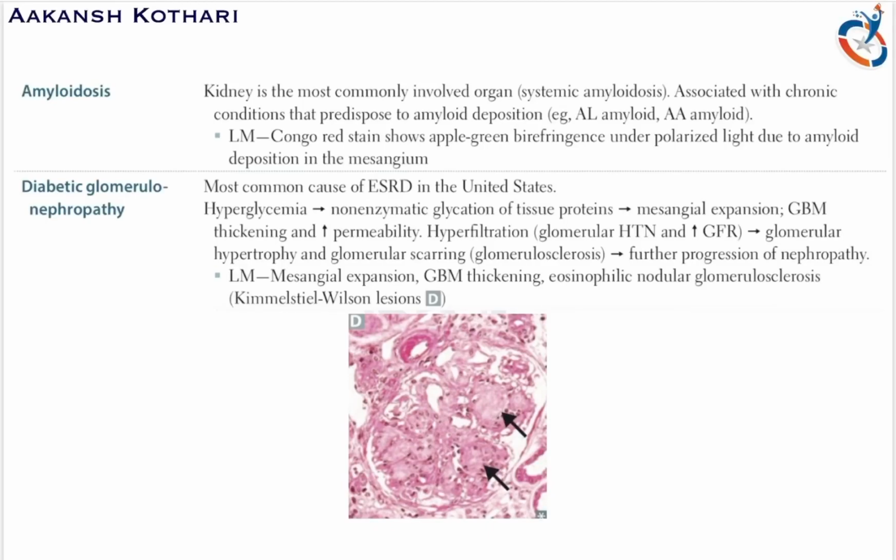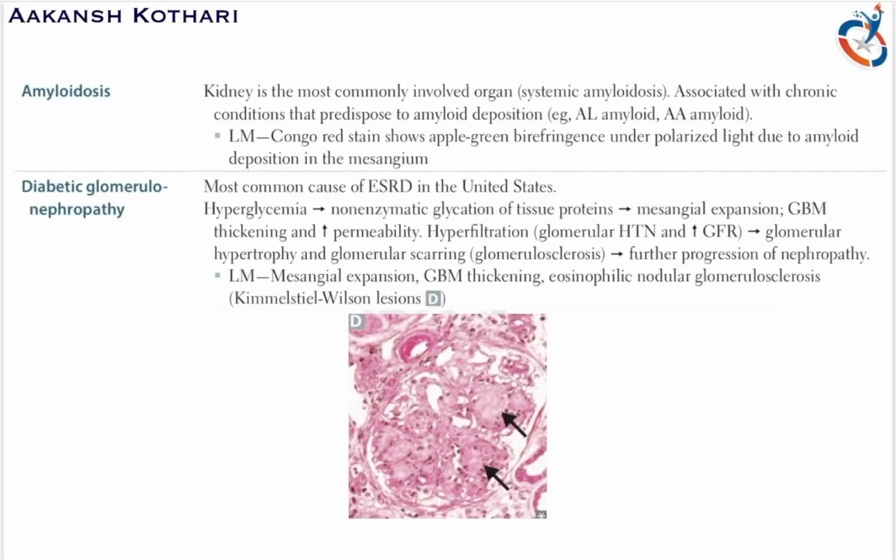Now, diabetic glomerulonephropathy is the major cause of end-stage renal disease in United States. Okay, it is the major cause of end stage renal disease. Now, what is basically diabetes? Diabetes is hyperglycemia, correct? Now, this hyperglycemia leads to non-enzymatic glycation or glycosylation of tissue proteins, which leads to further mesangial expansion. Okay, when these tissue proteins in the mesangium are glycated or glycosylated, it leads to its expansion.